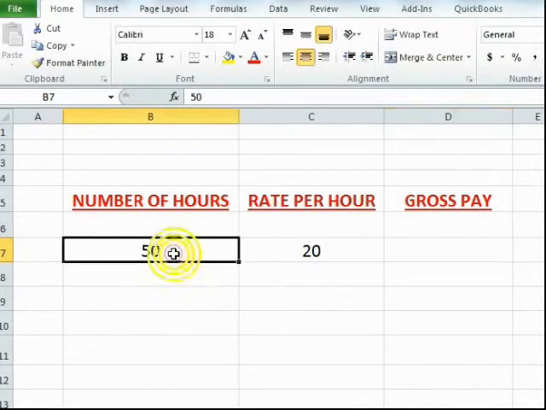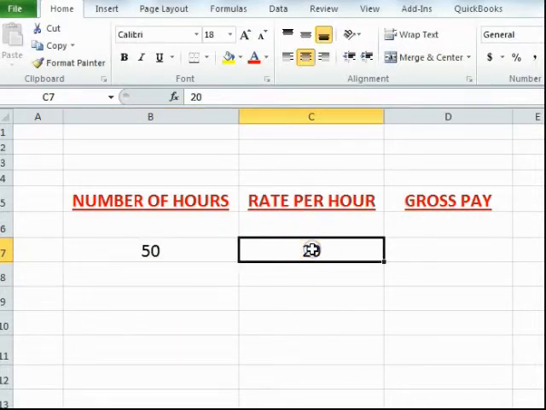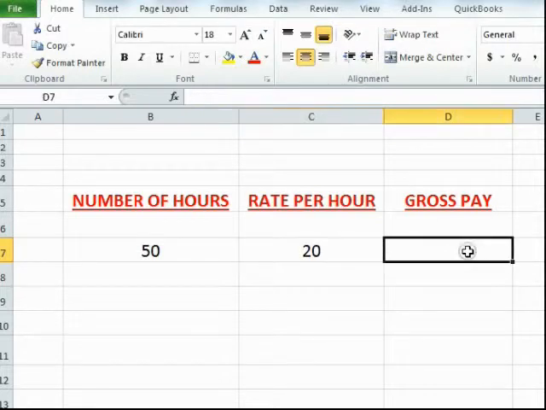Notice B7 has your number of hours, C7 has your rate of pay, and you want the answer, the amount that you're entitled to earn, or entitled to take in gross pay, to show up in cell D7. Now, obviously, anything you type into the cell is also going to show up in the formula bar.